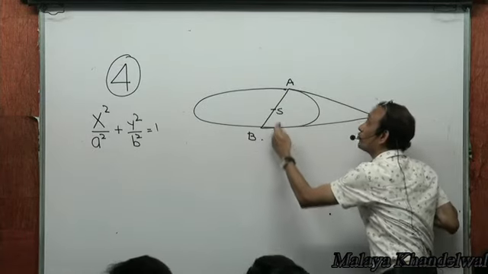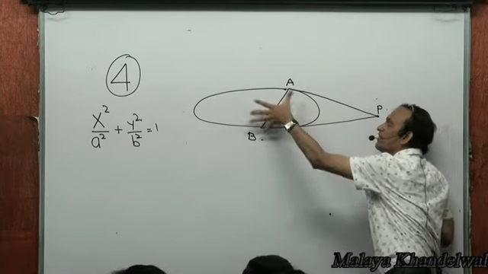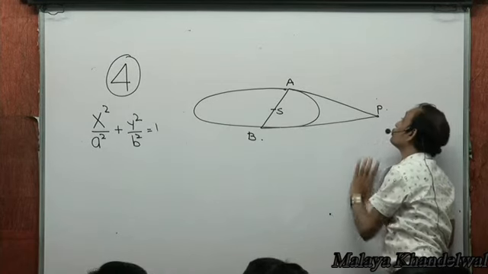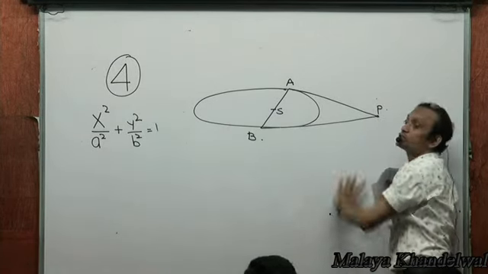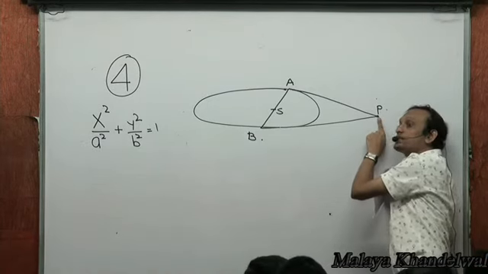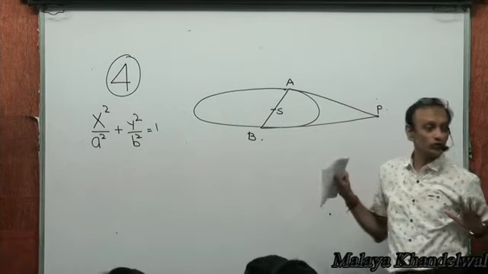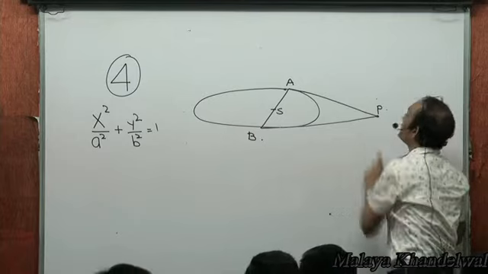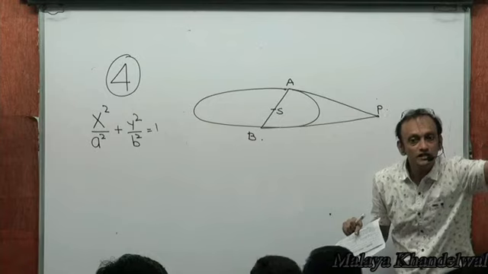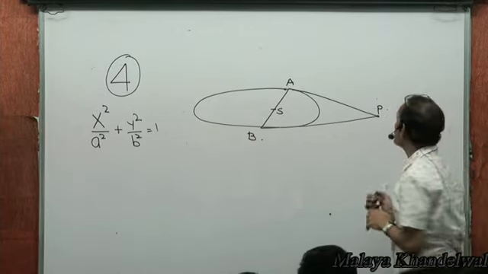Now, for different focal chords AB, I'll have different positions of P. So if I keep drawing various focal chords, I end up getting various P's. I now want to show that the locus of these P's is the directrix of the ellipse. That means no matter where P lies, its x coordinate would be a by e. This is what we want to establish. If the x coordinate of P for any AB is a by e, then the locus of P is the directrix. Yes or no? You know what exactly to establish?